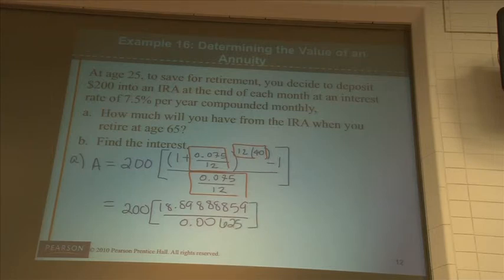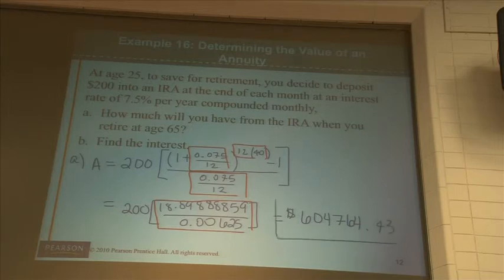Okay. So simplify this part on your calculator. Do a rewrite. 200 times that gives you 604,764.43. So $604,764.43.